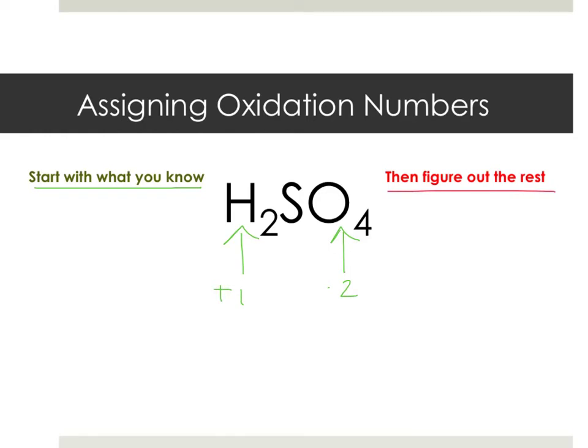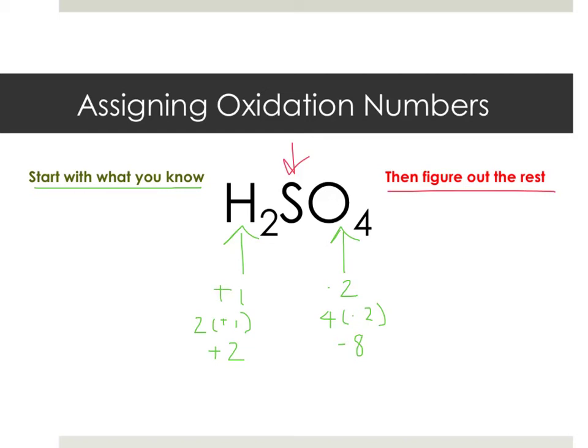Then from there, we want to figure out the rest, which in this case is sulfur. We know that this entire compound has to add up to 0 because it's a neutral compound. So let's see what sulfur must be. Since there are 2 hydrogens, the total contribution from hydrogen is +2. Since there are 4 oxygens, the total contribution from oxygen is -8. Therefore, we need to ask ourselves, what must sulfur be in order to make this compound add up to 0?